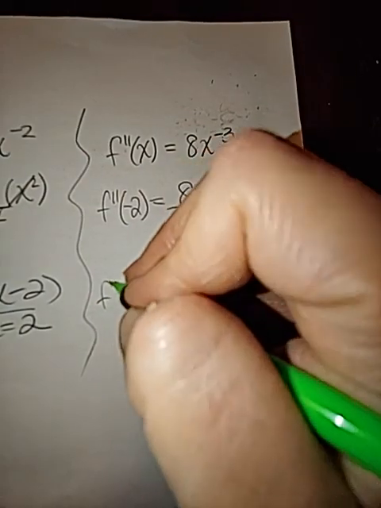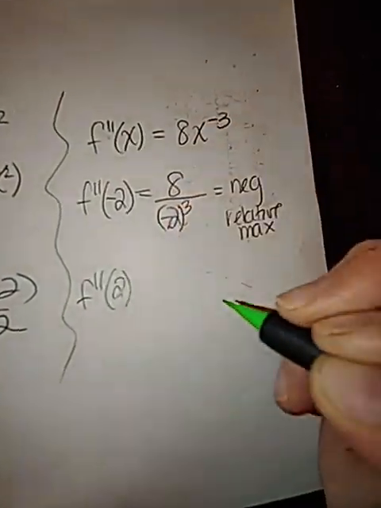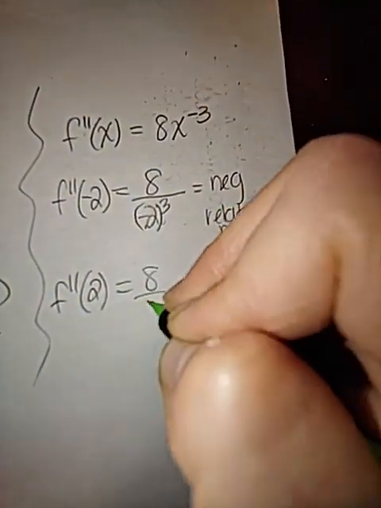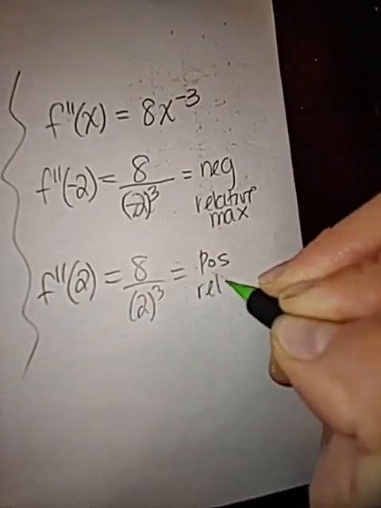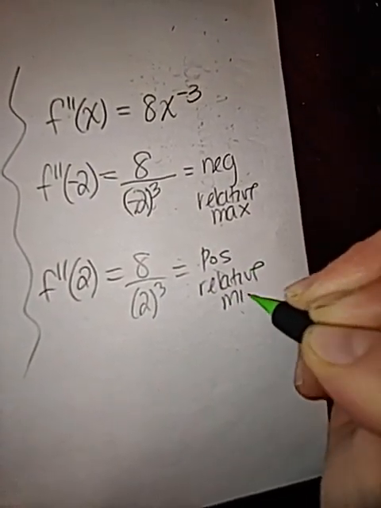All right, now I'm going to evaluate 2 into the second derivative. So I have 8 over 2 cubed. Positive over positive is positive, which means that I have a relative minimum at 2.